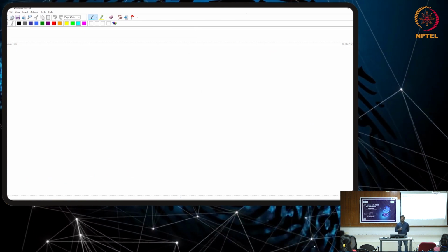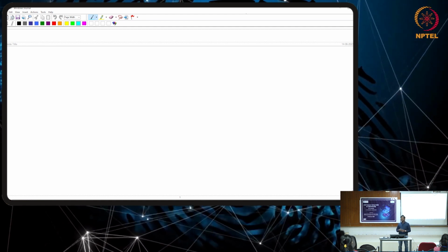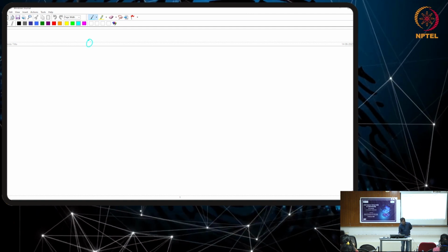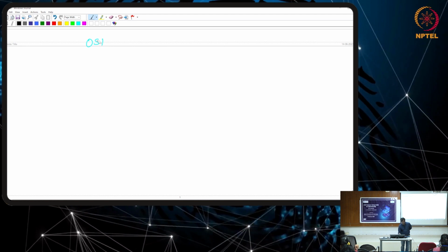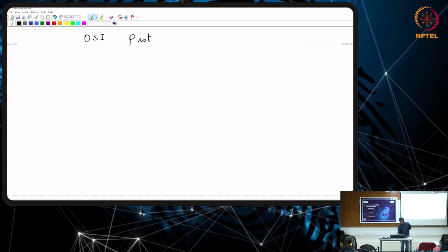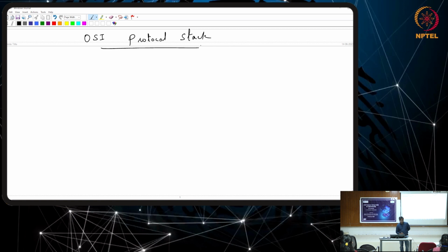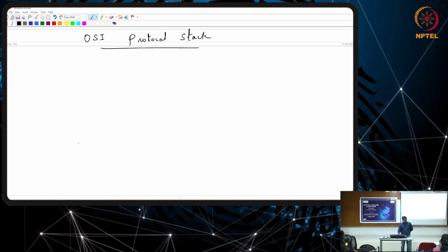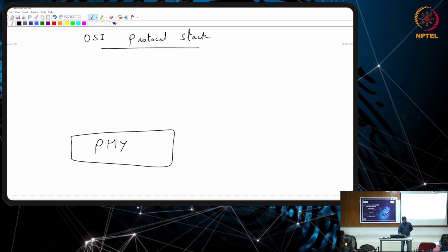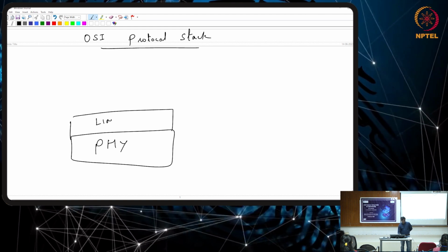Okay. So now to quickly recap the basic functionalities or services protocols provided in the networks, let me quickly recap the OSI protocol stack. So can anyone help me out? What is the bottommost layer? Let's call it the link layer.